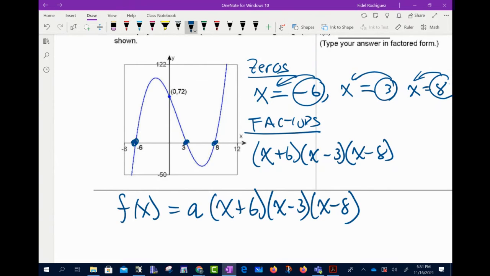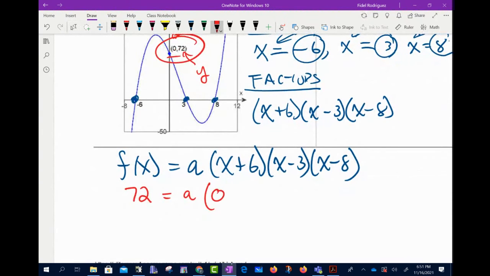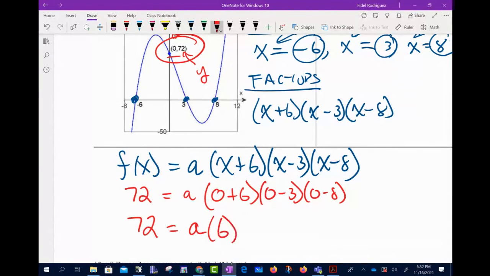Now, if you look at the picture that we have here, y'all, look at the points that I've already labeled. The one that I haven't yet touched is this one right here, right? Remember, the first number is the x, and the second number is the y. So this is telling me 72 equals a. Look at what the x number is. The x number in this case, y'all, is 0. So I'm going to put 0 plus 6, 0 minus 3, 0 minus 8. Okay, so 0 plus 6 is 6. 0 minus 3 is -3. 0 minus 8 is -8.